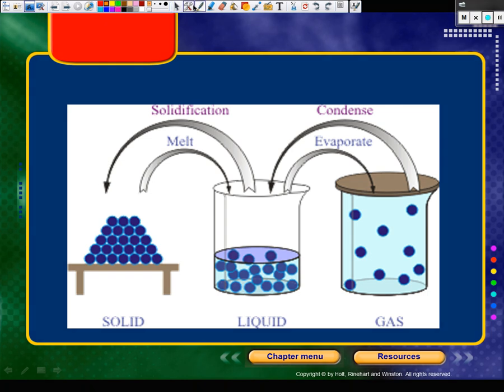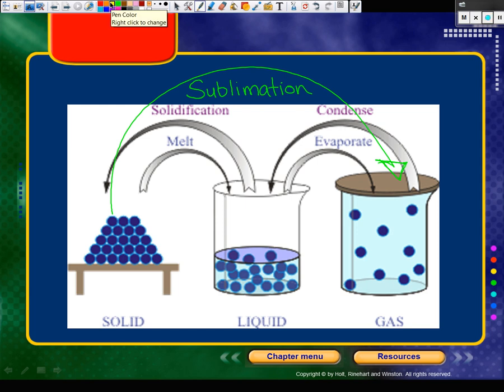Okay? So I need you to add this for me. It is possible to go straight from solid right into a gas. What is that called? Sublimation. It's the process of subliming. You're right. Okay. Sublime is the action, is the verb. This is the process. Okay. Hold that thought. Does anyone know what actually goes through sublimation or sublimes?